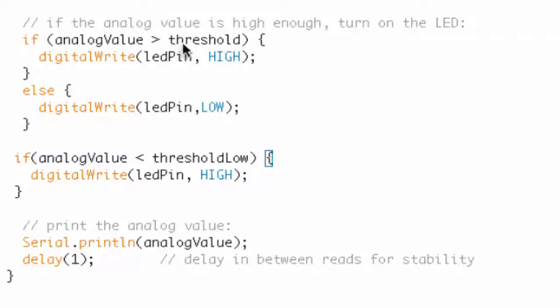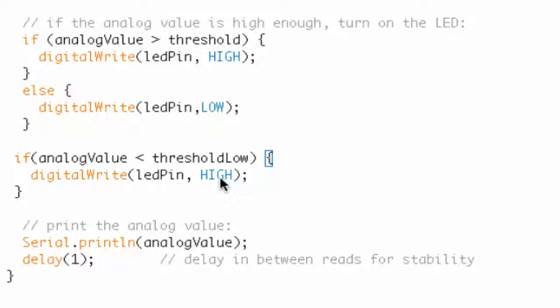So let's think about this for a second. If my analog value up at this first statement is greater than the first threshold, which is 400, it's going to turn it on. It's going to apply high voltage to pin 13. Otherwise, it's going to write it low. Well, then down here, it's going to say, well, hey, is that analog value less than threshold low? Is it less than 100? Well, go ahead and turn that LED high anyway.